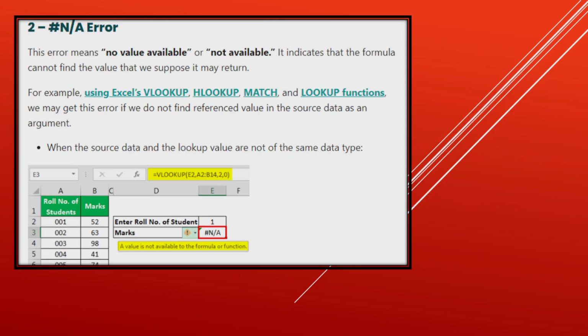The second one is the #N/A error, or no value or not available, and it indicates that the formula cannot find the value that we suppose it may return. This you'll find in things like Excel's VLOOKUP, HLOOKUP, and MATCH lookup functions. We may get this error if we do not find the referenced value in the source data as an argument. So there we can see is an example of a VLOOKUP, and it's not finding what it's looking for.